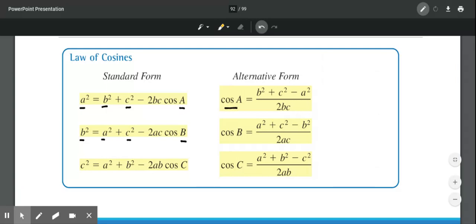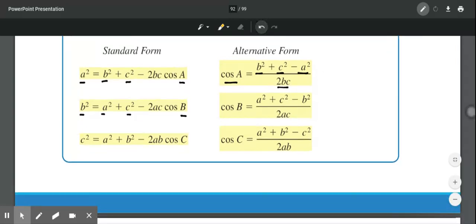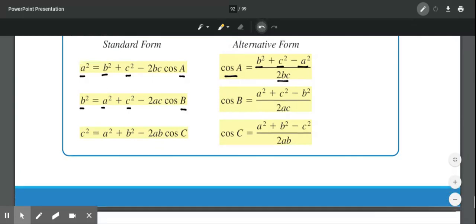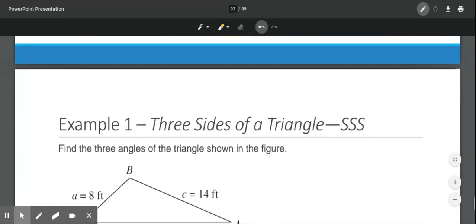So if you want to solve for angle A, you can do B squared plus C squared minus A squared over 2BC. And if you notice the pattern, it's the B and the C, and then you just are subtracting whatever that side is that's opposite the angle. But you will need to know these formulas in order to solve the triangles using the law of cosines.